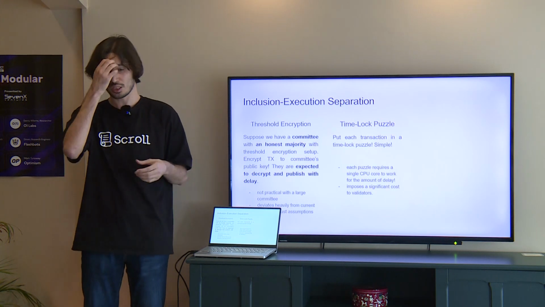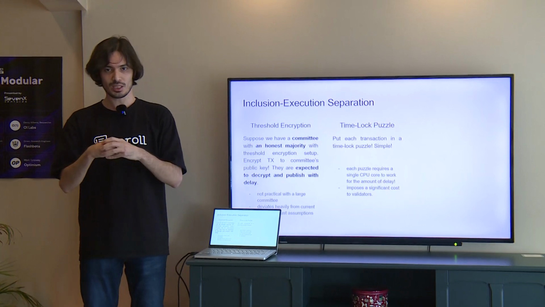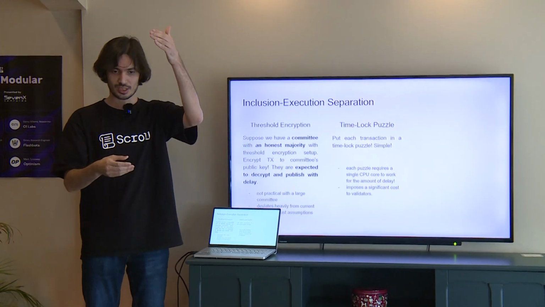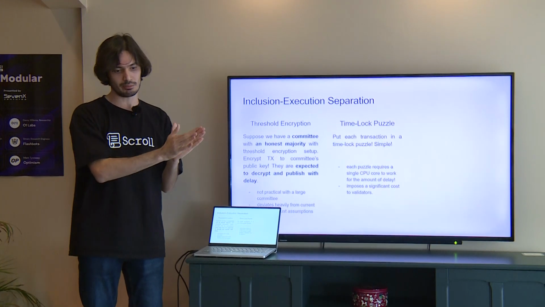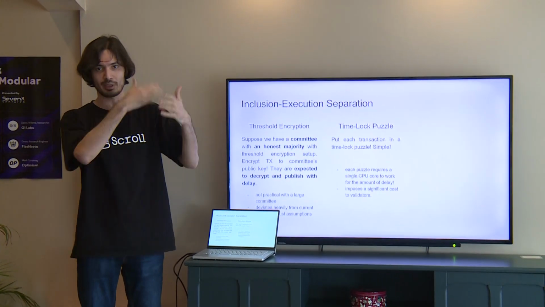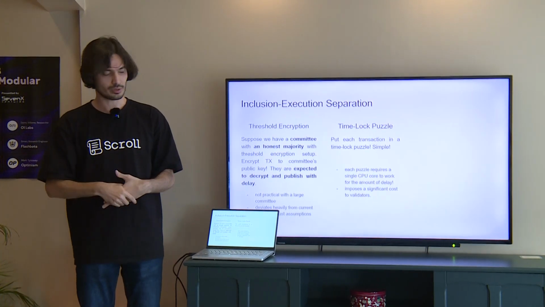It's just delayed. Okay. So the idea is we put every transaction inside the time-lock puzzle and post it on chain. The puzzle transactions get included, and maybe a few blocks later, everybody can see what's inside because they start working on the puzzles, and then they get executed.